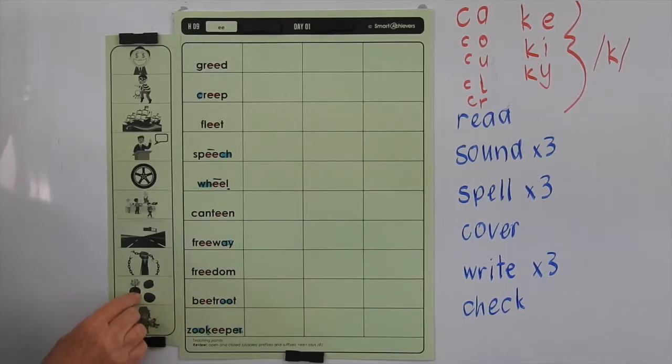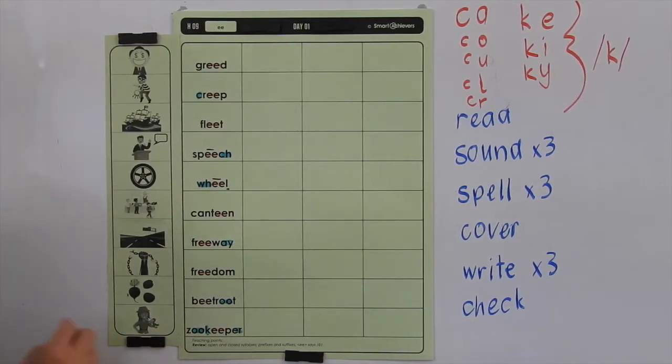Beetroot is a purple root vegetable that we can eat. They're really, really good for you, and you quite often can have them hot or cold. They're quite nice. A zookeeper, as we said before, is someone who looks after the zoo. Now let's read these words, sound them, spell them, and then write them.